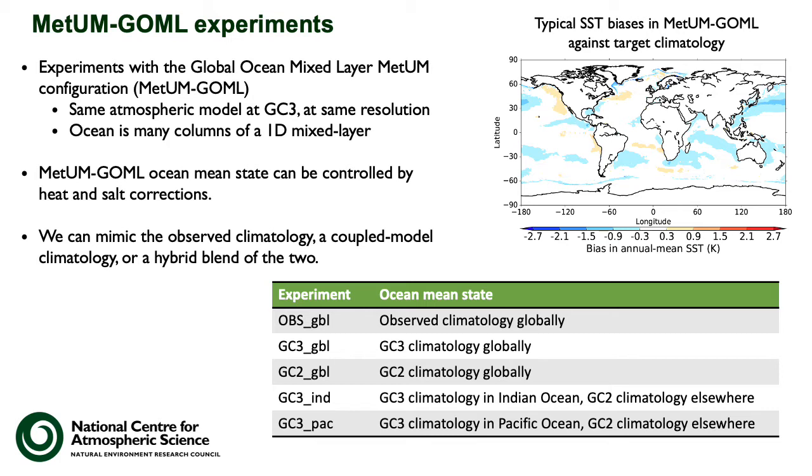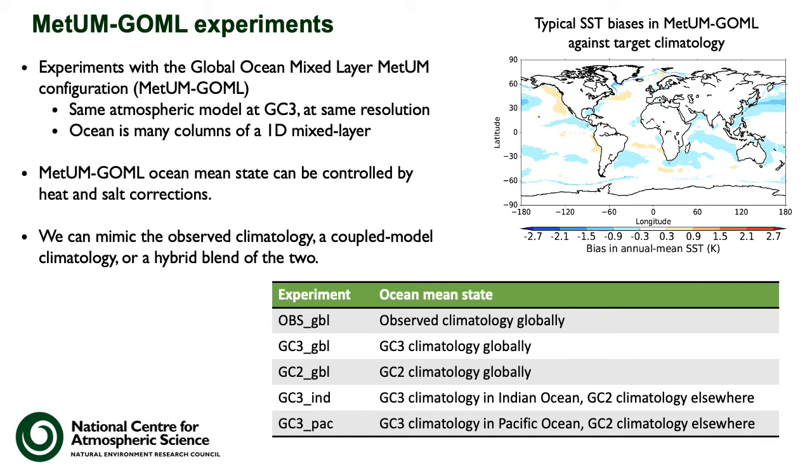And this is a technique that you can read more about in a couple of papers that we've published on MET-UM-GOML in Geoscientific Model Development over the last few years, but unfortunately I don't have time to talk about it in this presentation. But we can use this technique to make the ocean mean state in GOML mimic either an observed climatology, a coupled model climatology, or some hybrid of the two, where we can impose one basic state in one basin and a different basic state in another ocean basin.